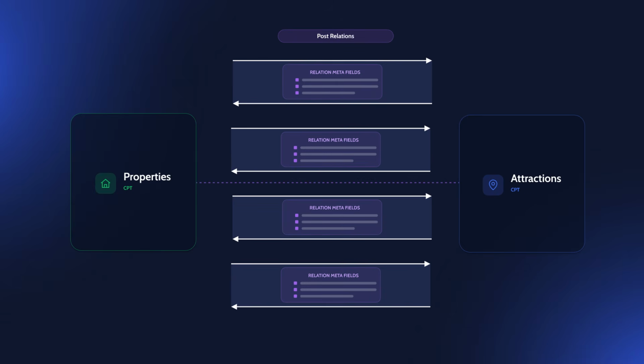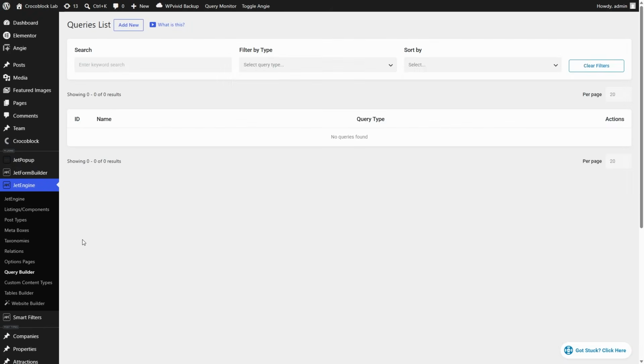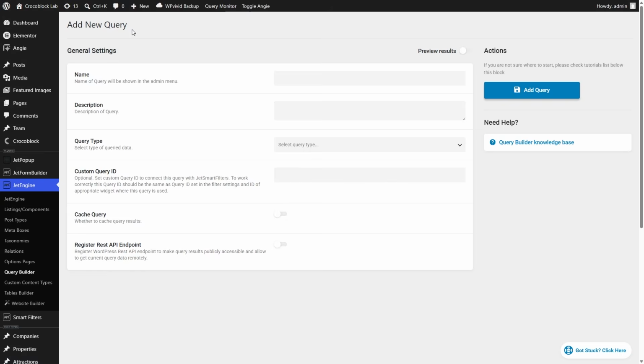Okay, so we have two post types, properties and attractions, that have relations, and each relation has meta fields for travel time: walking, driving, and public transport. Our goal is to fetch these values from the database. So we need the Query Builder tool by JetEngine, obviously, but which query type to choose?